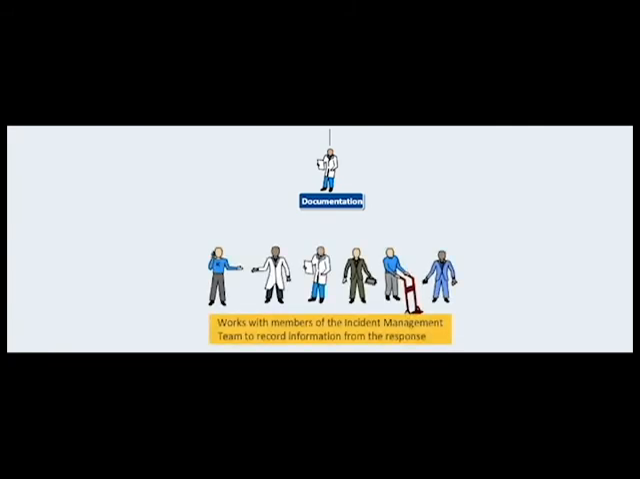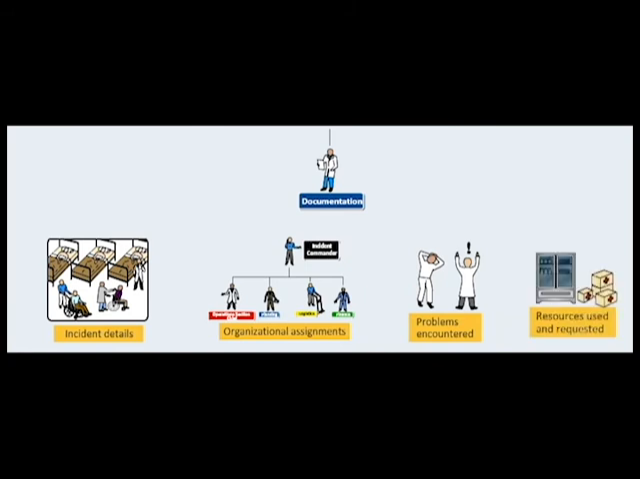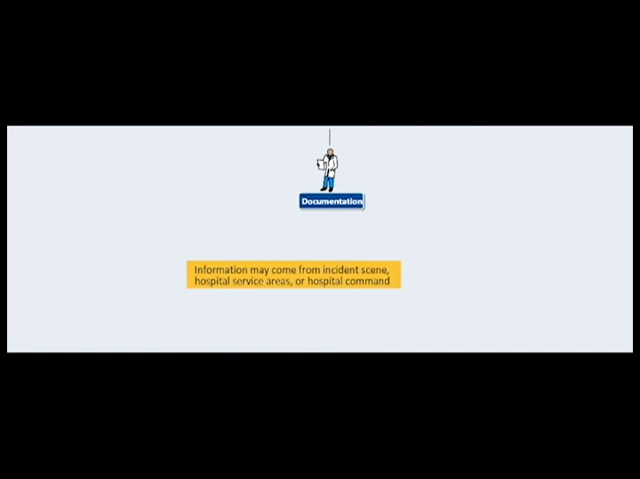Documentation is a key aspect of the ICS. The Documentation Unit leader works with members of the incident management team to record information from the response. This may include details on the incident, organizational assignments, problems encountered, and resources used and requested. Information may originate from the incident scene, the hospital service areas, or from the hospital command center.